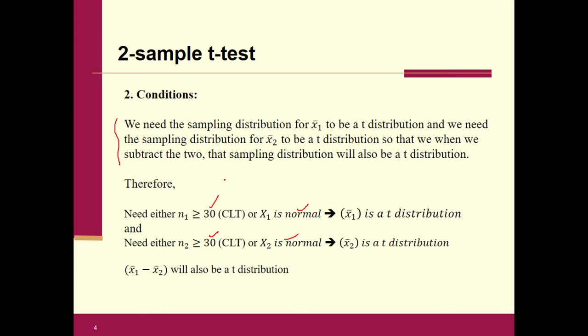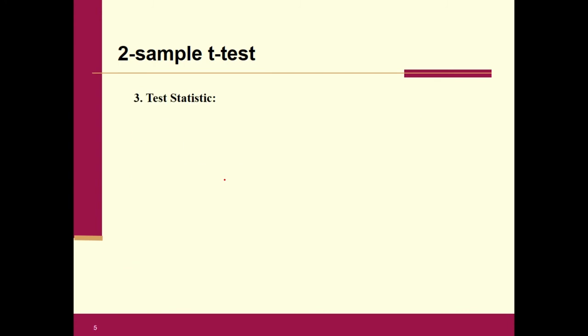All right, and then we also need independent random samples. We need those samples to be independent of one another. Remember, they can't be dependent. If they're dependent, we would be running a paired t-test. Test stat. Here's the test stat.